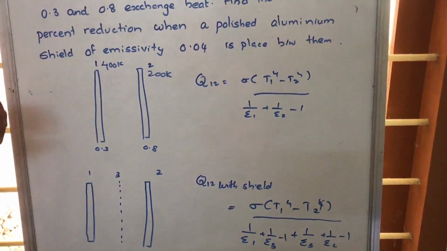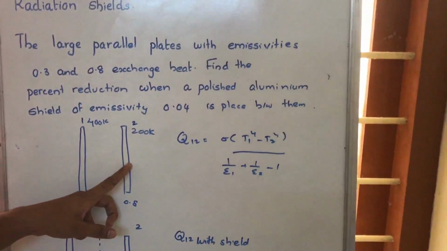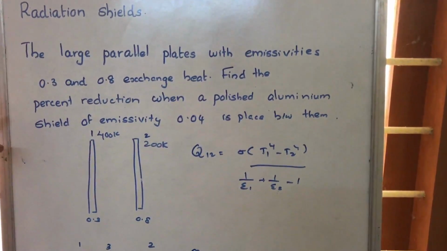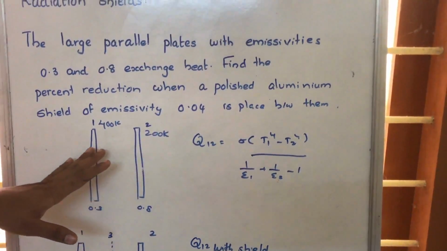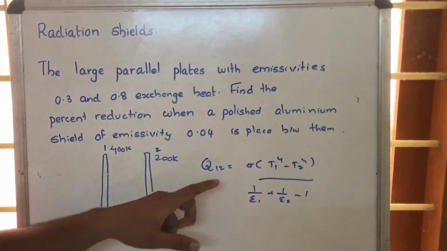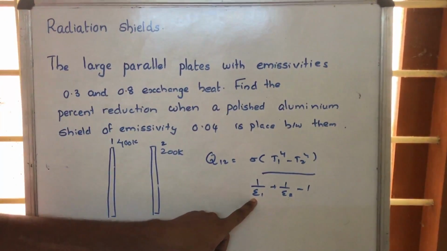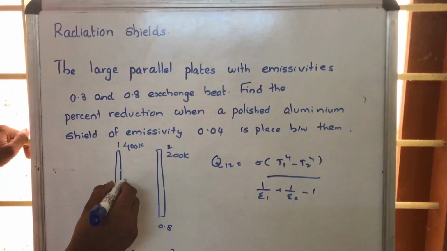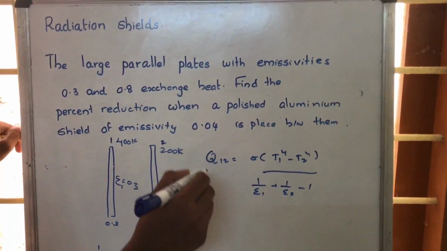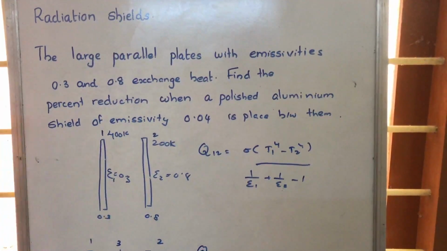And here, if there are two plates at temperatures T1 and T2, and sigma will be given in the question, then the radiation heat transfer between plate 1 and plate 2 can be found as sigma times T1 raised to 4 minus T2 raised to 4, divided by 1 by epsilon 1, the emissivity of plate 1, that is 0.3, plus 1 by epsilon 2, that is 0.8, minus 1.